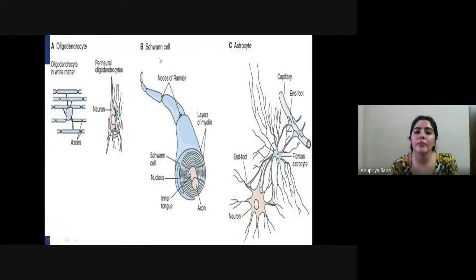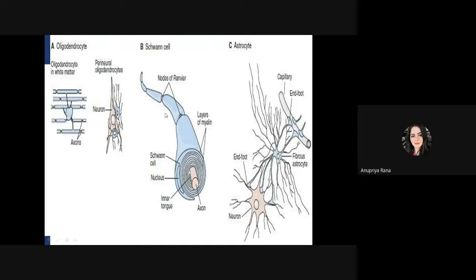The second one is the Schwann cell. They are present between the nodes of Ranvier. Schwann cells are present in the internodal gaps of Ranvier, and they are the peripheral nervous system cells.